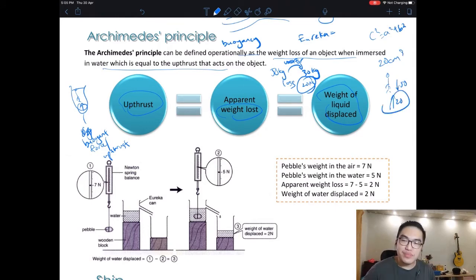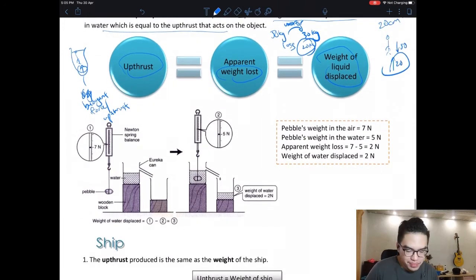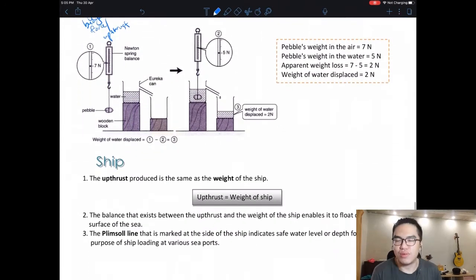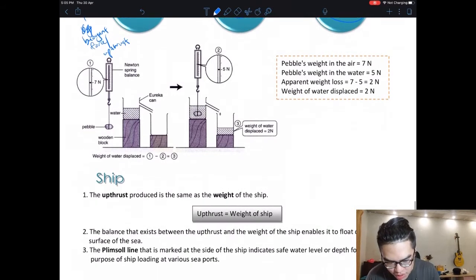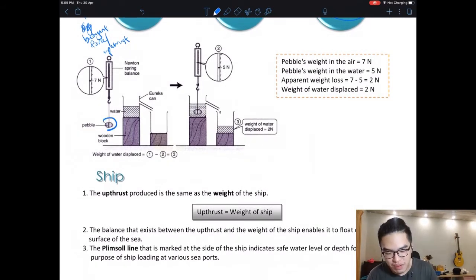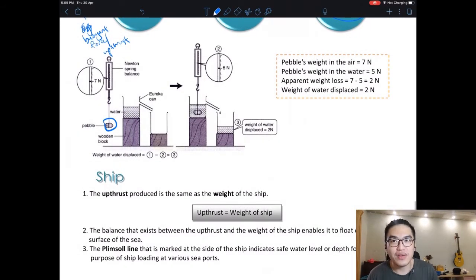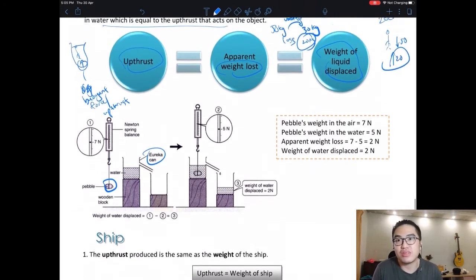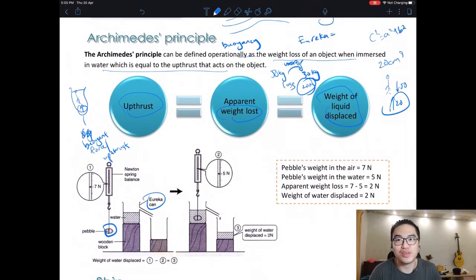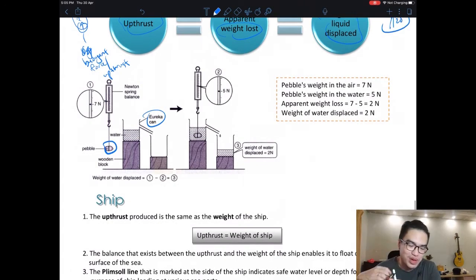So here's the thing. I'll talk about this later. Let's look at this experiment. Let's look at this stone, this pebble. In air it is 7 Newton. That's the real weight. But when I put it into this thing called Eureka can, because Archimedes shouted Eureka, so we named this thing Eureka can. Pretty smart if you ask me. When I put it into water, it's only 5 Newton.